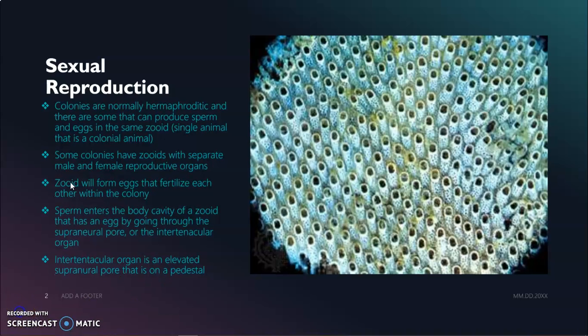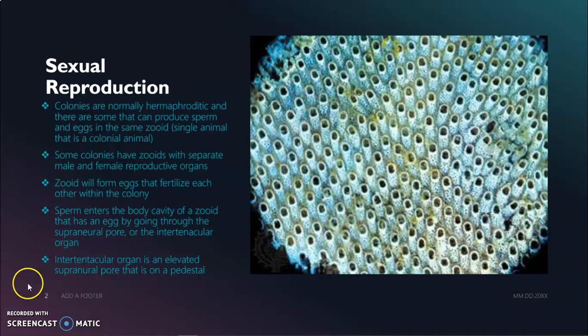Okay, so for sexual reproduction, you guys should know by now, most of these animals usually have both sexes and are hermaphrodites. And remember, I said they're a colony. Each of them is called a zooid, usually a single animal that makes up a colony. Some do have separate male and female reproductive organs, depending on the species. Basically, zooids will form eggs that fertilize each other within that colony.